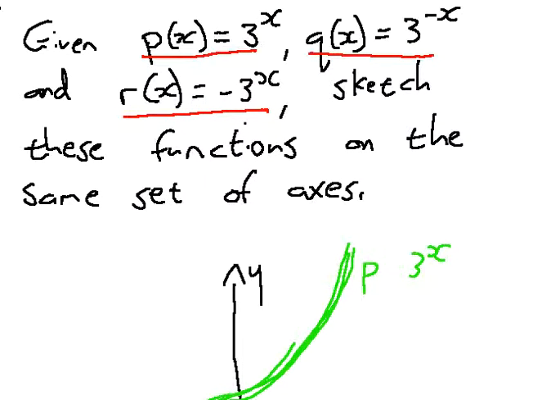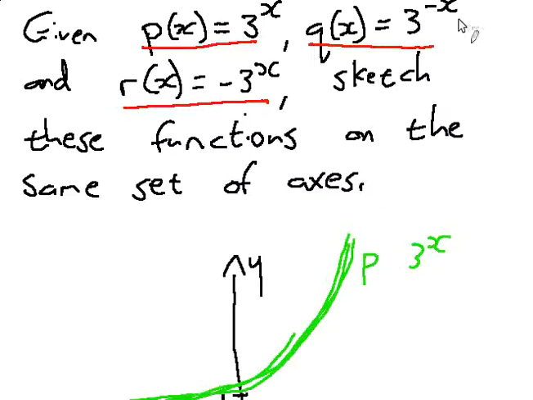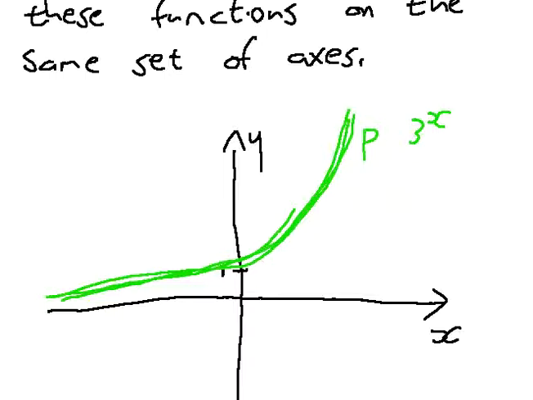Now, what will q of x look like when we have a negative x? How's that going to change it? Well, that basically means that we're flipping around the x-axis. So it's going to be a mirror image of this along this line. What do I mean? Well, it's going to look like that.